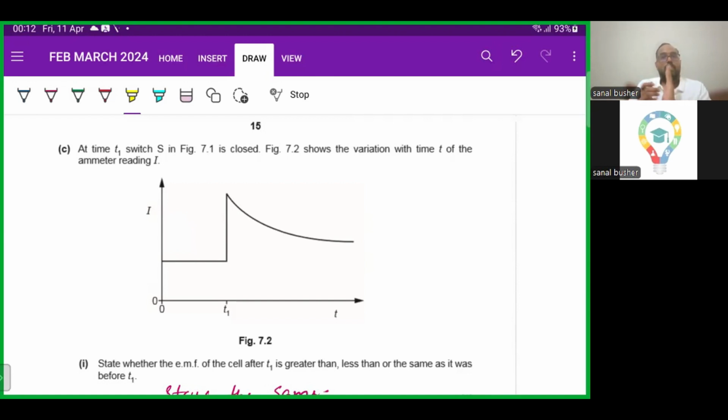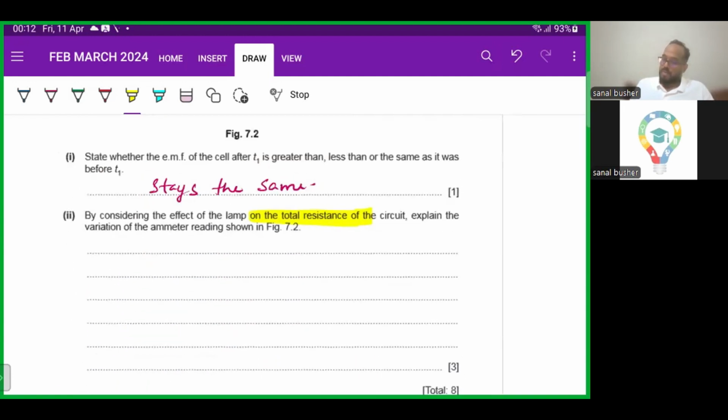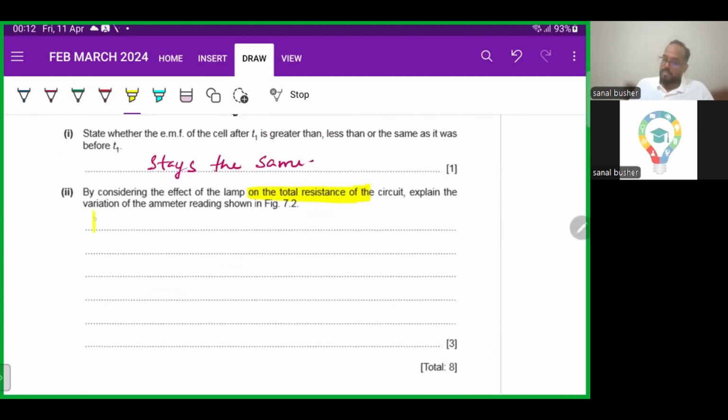First, what you need to do? Before T1, what is the variation? At T1, what is the variation? After T1, what is the variation? So that you write it in the proper way, you can score the full marks for this. Okay. So first, before T1, I will check. Point by point, you need to write.